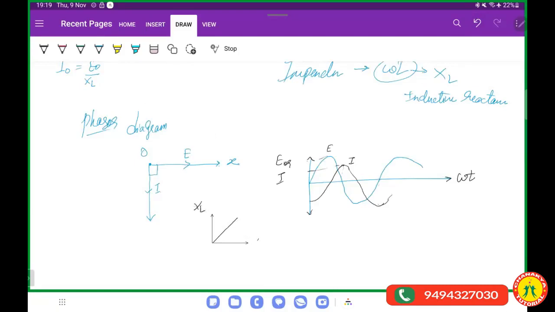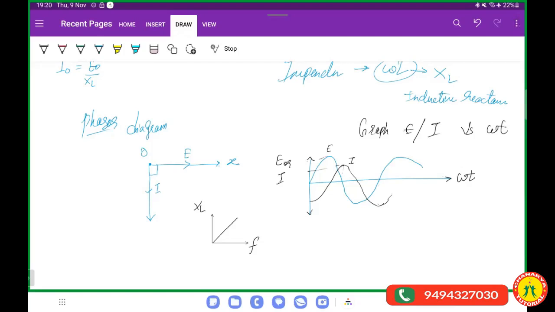XL and frequency. This is the graph between XL and frequency. This is a phasor diagram. This is the graph between E, I versus omega t. Resistance and loss.